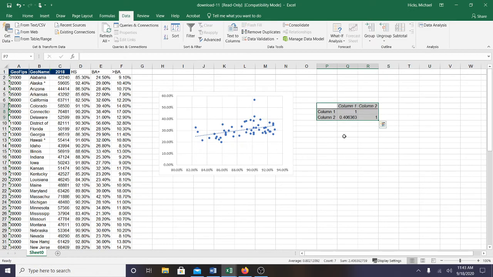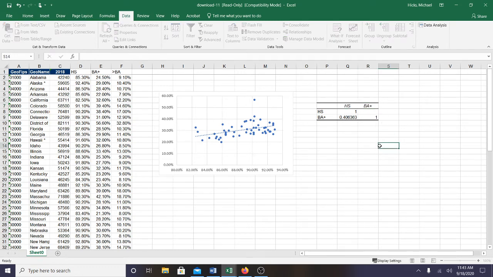What this tells us is that column 1 is correlated with itself 100% of the time, and column 2 is correlated with itself 100% of the time, right? That's the diagonal, and we can do more correlations. I'll show you that in a minute. And the diagonal is always going to be 1. So this is high school, this is BA plus, this is high school, and this is BA plus.